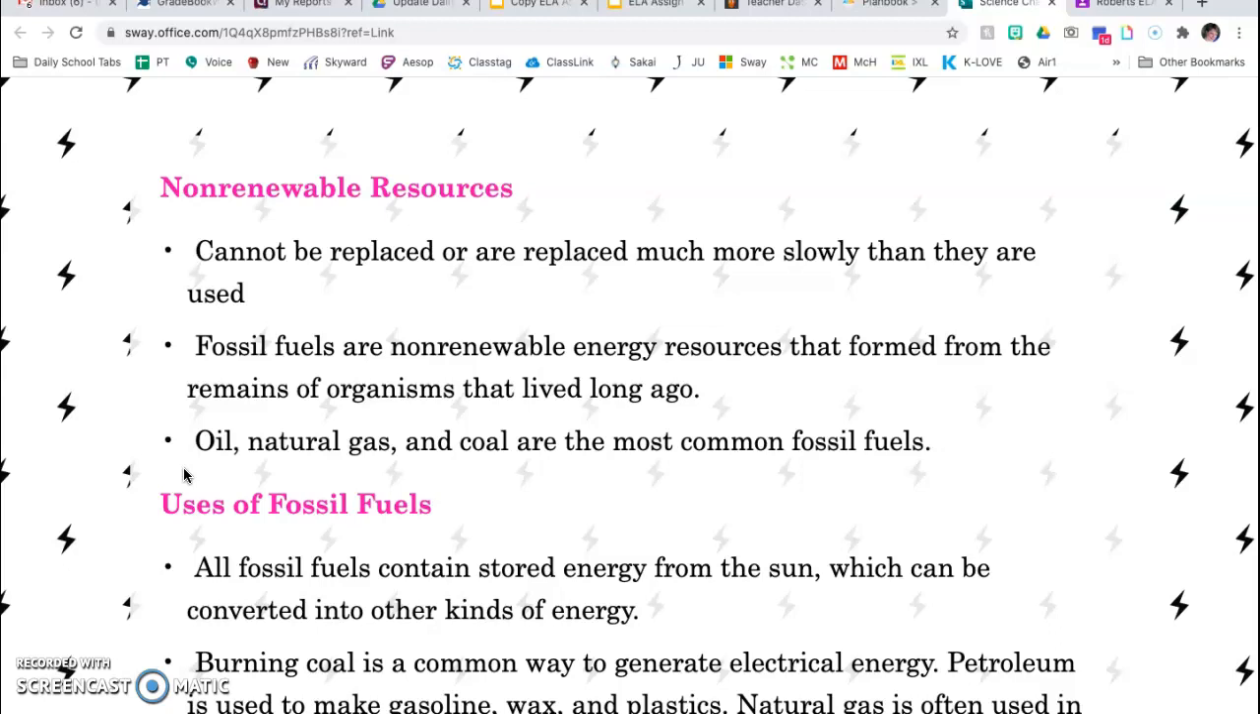Now think about all the different things that we use fossil fuels for. All fossil fuels contain stored energy, of course, that comes from the sun. And this can be converted into other kinds of energy, as we have learned throughout this chapter. Burning coal is a common way to generate electrical energy. Petroleum is used to make gasoline, wax, and plastics. And natural gas is often used in home heating, especially here in Sevier County.